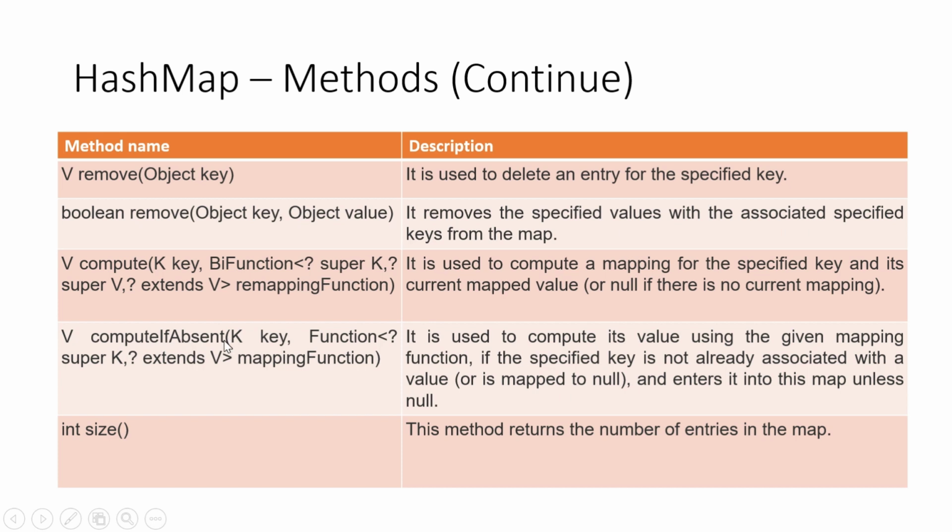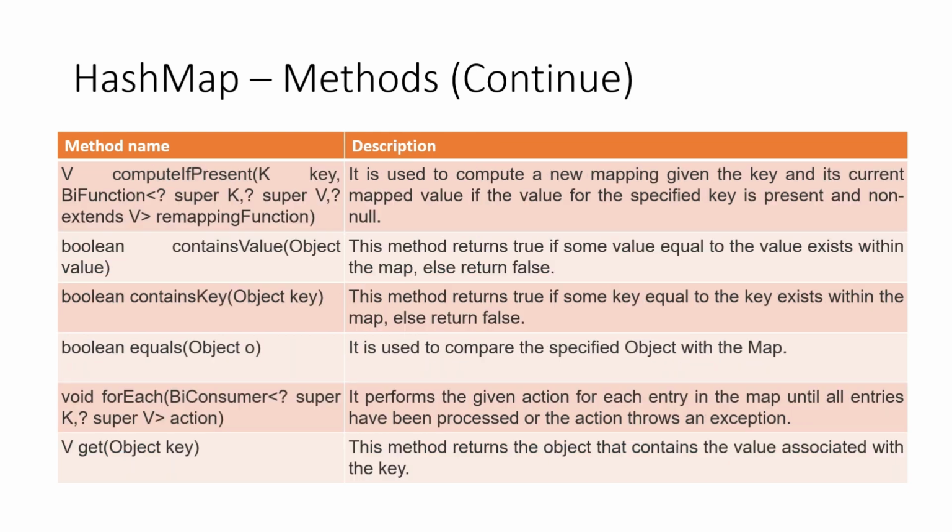It is used to compute a value using the given mapping function if the specified key is not already associated with a value, and enters it into the map, unless it will enter null. size, you know, will return the size of the map. computeIfPresent: if a new mapping is given for the key, it replaces the current map value if the value of the specified key is present, and if it is not present then nothing, not null.